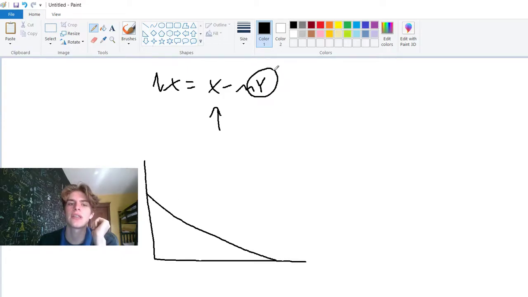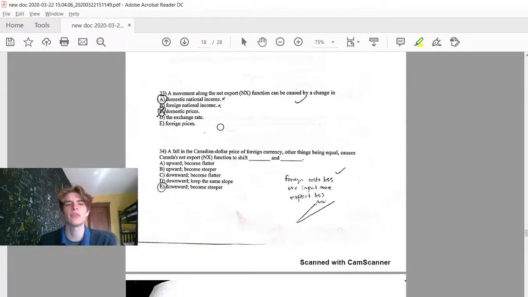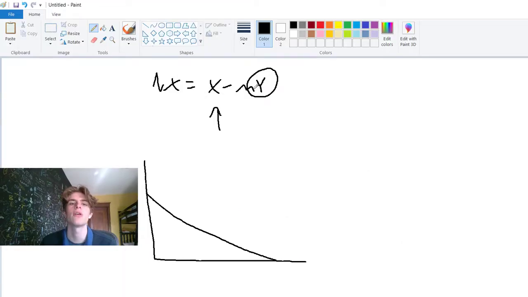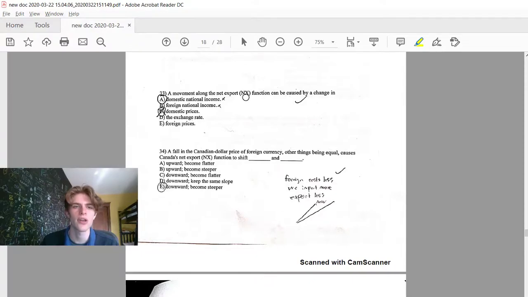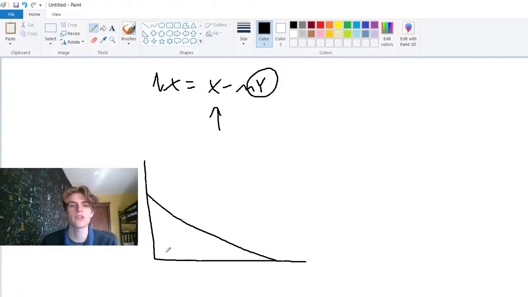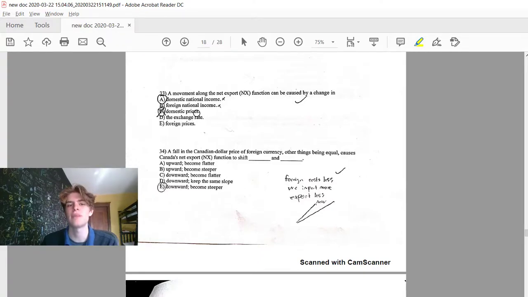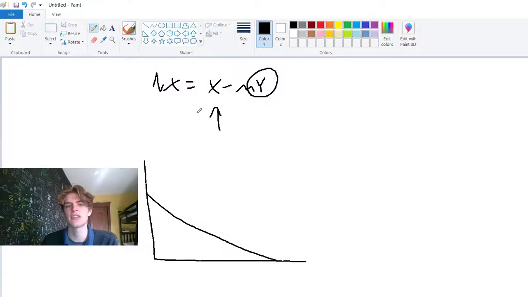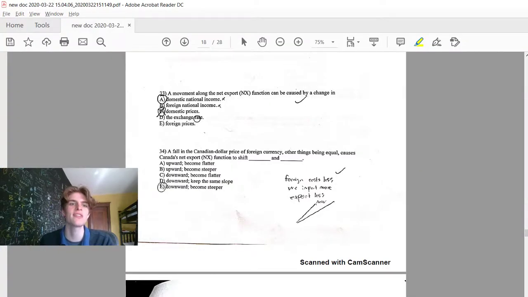Well, this will increase or decrease. So that would be really domestic. Right, because it's our marginal propensity to import. So that depends on our Y. So a change in domestic national income would move us along the curve. Not foreign national income, because that would change exports. That would be a shift. Not domestic prices, because that wouldn't change how much we import or export, right? If we have a change in our prices.